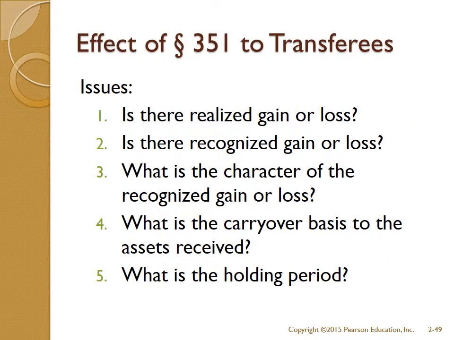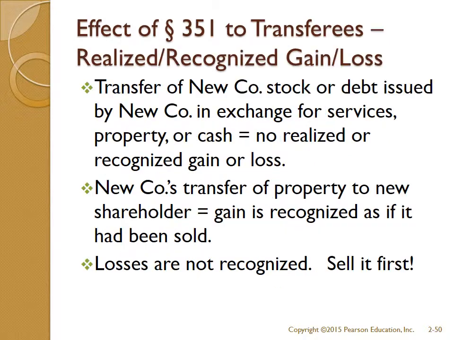Here are some of the various issues that you would want to know about as to how Section 351 affects transferees. This would be the corporation receiving the property from the future shareholder that's going to receive stock. This slide basically says, in the case of a 351 transfer, if all the corporation is giving to the shareholder is stock, it has no realized gain or loss. If it's transferring property to the shareholder, you're going to treat it as if it's been sold. And if there are any losses, we're not going to recognize them until the underlying property.